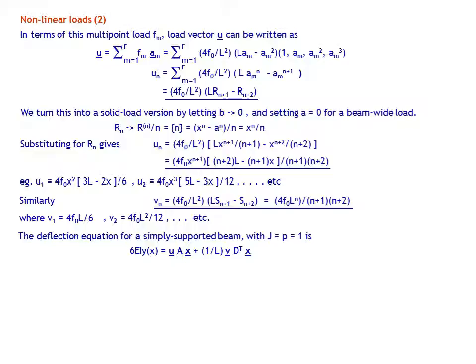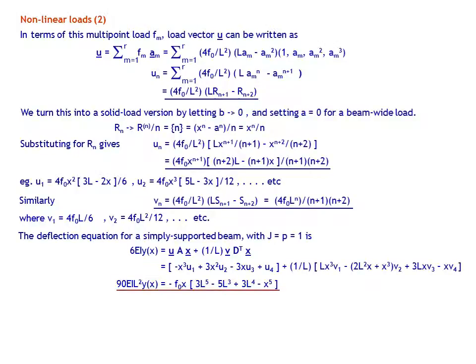Knowing Un and Vn, we can now evaluate the vector matrix products in the global deflection equation, which for a simply supported beam is 6EI y of x is equal to UAx plus 1 over L into V Dtx, as J over LP is equal to 1 over L, as J is equal to P is equal to 1 for a simply supported beam. Writing out the expansion of the vector matrix product UAx, which is valid for all load types, and V Dtx for a simply supported beam, we get this form for the global deflection equation in terms of f0.